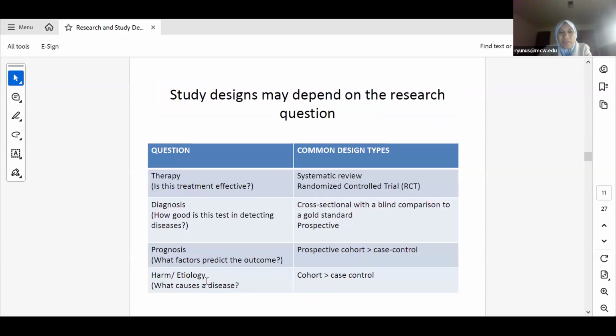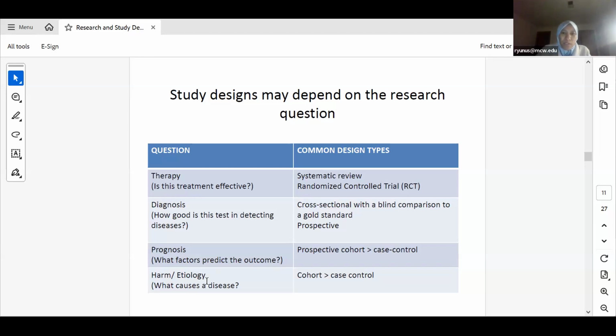Okay, so study designs may depend on the research question. What I mean by that is if you look at this table, for example, you can determine the study design depending on the objective or the research question being asked. For example, look at the first one. If your question is, is this treatment effective? Imagine there is a new therapy, a new drug, for instance, and you want to know whether it is effective or not.